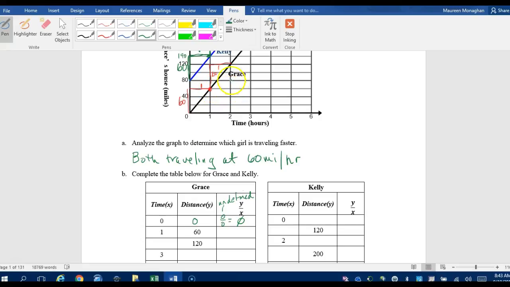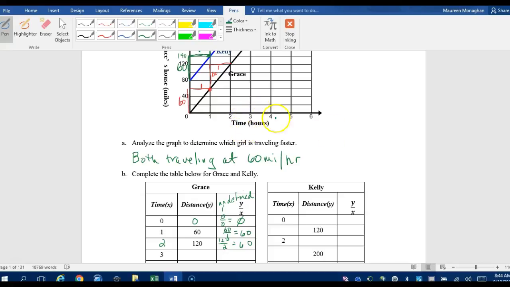Well, what about 2? Where is she? Oh, I could just use my graph there. Oh, look, she went 2 hours. She's at 120. So at 2 hours is 120. Oh, I forgot to do the y over x. So this is 60 over 1, which is 60. This is 120 over 2, which is 60.